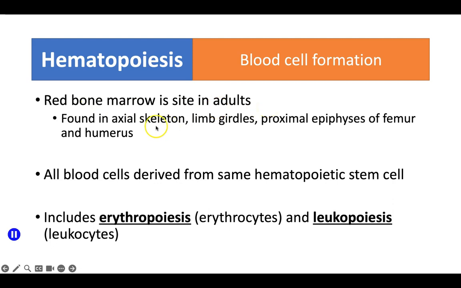So that bone marrow, the red bone marrow in adults, is found in the axial skeleton. It's also found in limb girdles and the proximal epiphyses of the femur and the humerus. So pretty limited in scope where you're going to find it, but this is where red blood cell formation is happening. All blood cells are derived from the same stem cell, and this is called a hematopoietic stem cell.